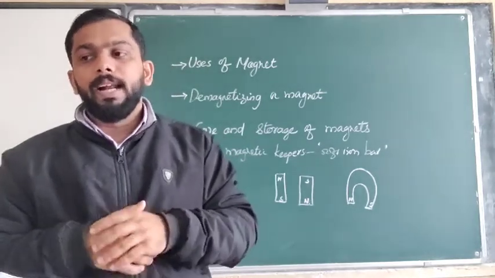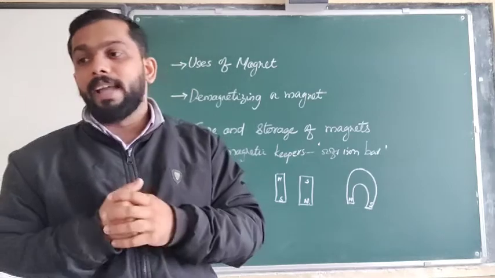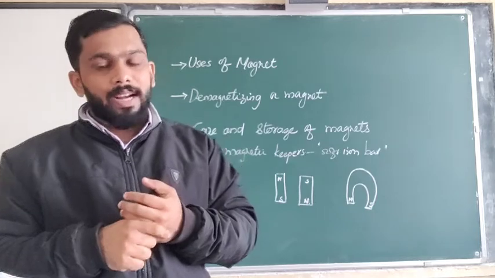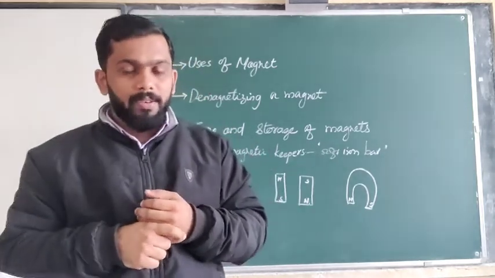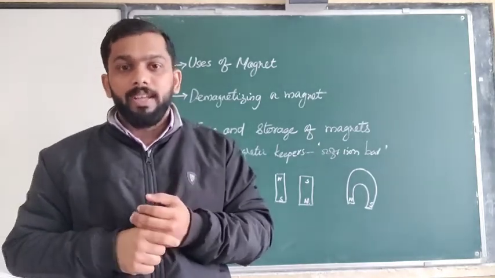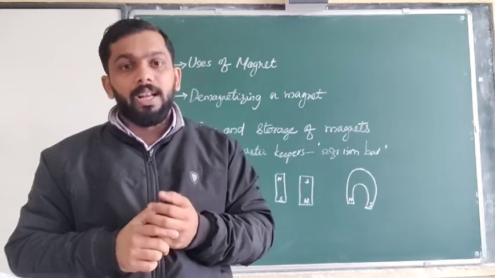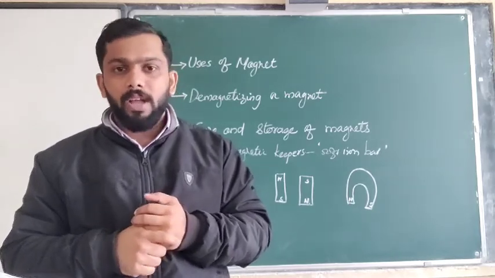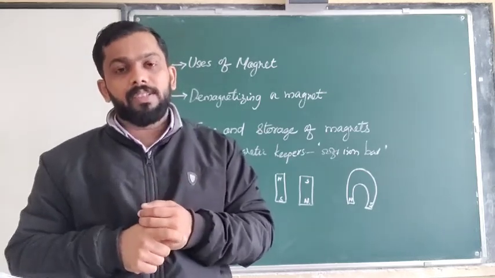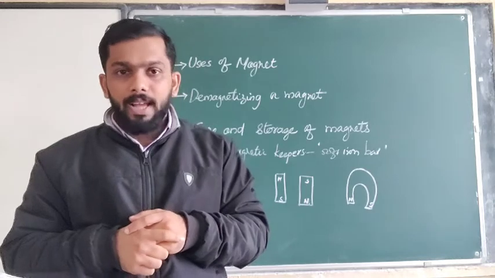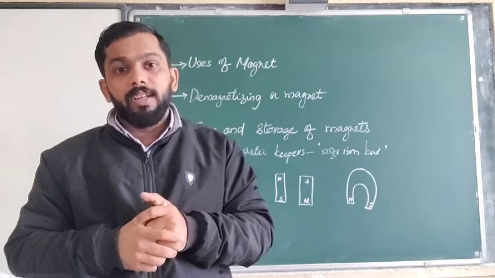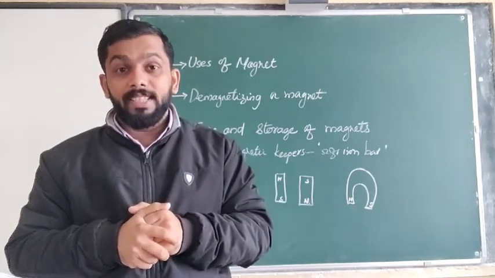Then the next one: electric bells, electric motors, dynamos and generators. Almost every house has an electric bell, and in a school we have an electric bell, which is controlled by electromagnets. Everybody has electric motors in the home, even the fan is an electric motor. Electromagnets are used in them. Again, dynamos, like on a cycle, also use electromagnets. Then the electric motor and the electric generator.